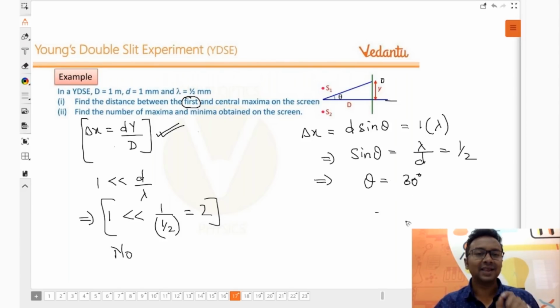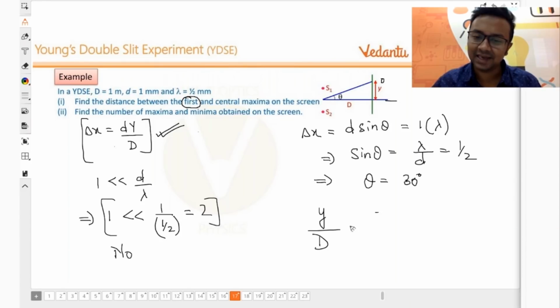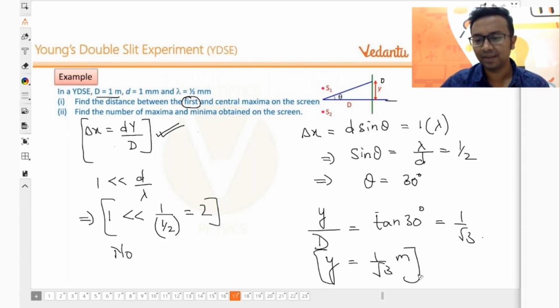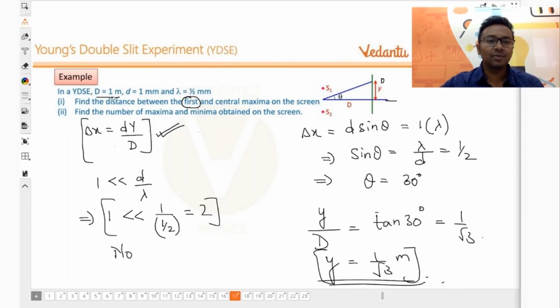All right, theta being equal to 30 degrees, what do I get, my dear students? Simply y divided by d is nothing but tan 30. So the position of the first maxima: tan 30 is 1 by root 3, and d I know is equal to 1 meter. So y should be equal to 1 divided by root 3 meters. That is going to be the distance of the first maxima from the center of the screen, my dear students. I hope that is pretty much clear to everyone.